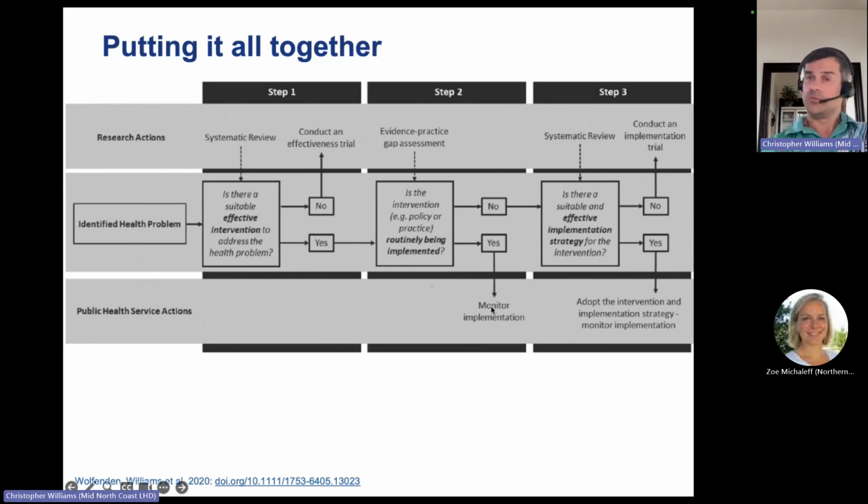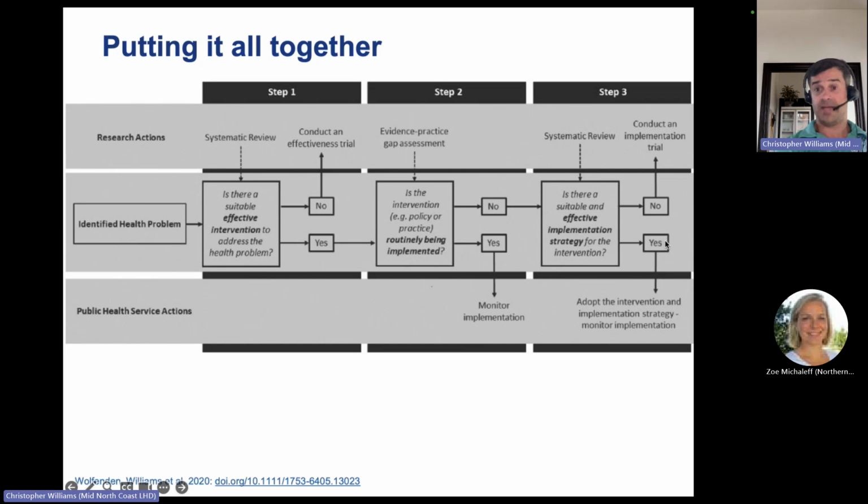If so, we would monitor implementation. But if not, we might apply a similar process where we're looking for evidence about how to change practice. And so we can look to systematic reviews or other types of evidence to decide on the next steps and how to influence the use or the uptake of our intervention of interest.